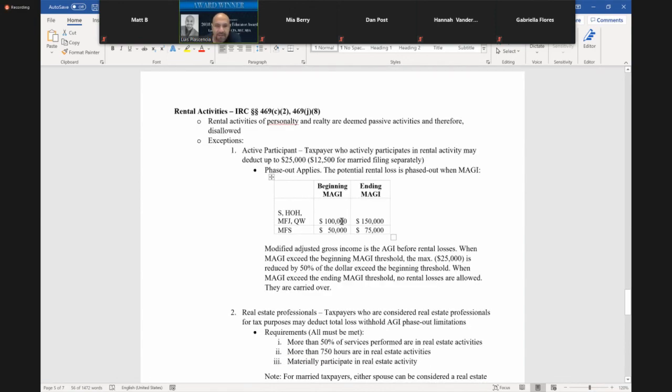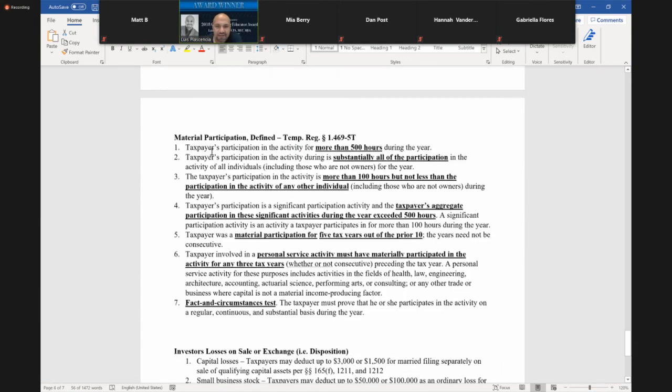Again, passive activity losses, material participation. The taxpayer has to participate in the business more than 500 hours. A self-employed individual participates more than 500 hours, right? Or the taxpayer's participation in the activity is more than anybody else's, substantially all the participation in the activity of all individuals, so more than anybody else. A self-employed individual is going to satisfy both of these rules. You just have to satisfy one.